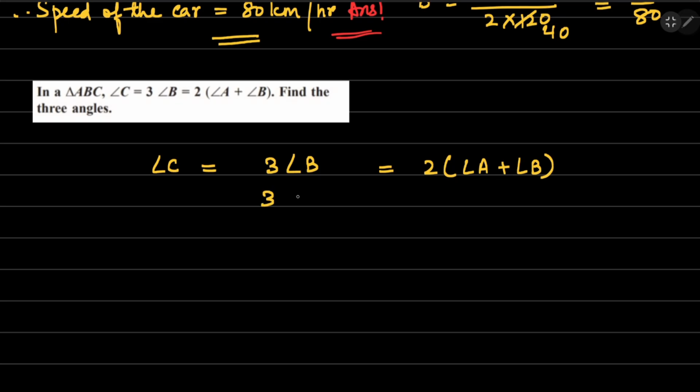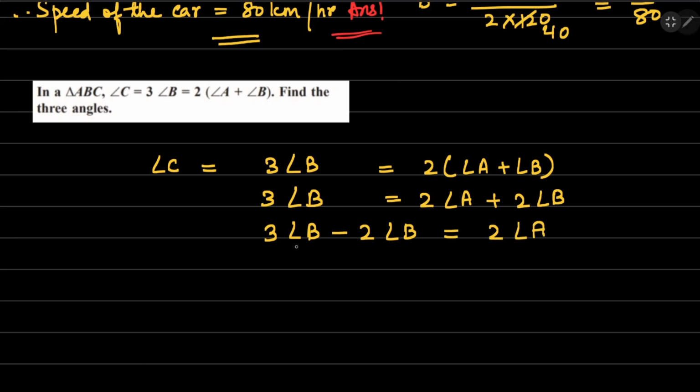So I can write thrice angle B is equal to twice angle A plus twice angle B. When I solve it, what do I get? Thrice angle B, taking twice angle B to one side, equals twice angle A. So 3 minus 2 is 1. Angle B is equal to twice angle A. Or I can write twice angle A minus angle B equals 0. Let this be your equation 1.